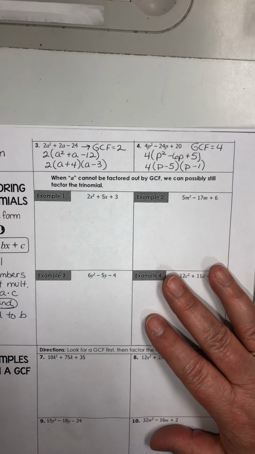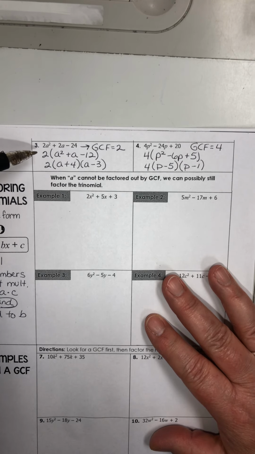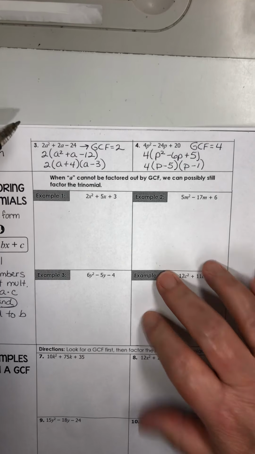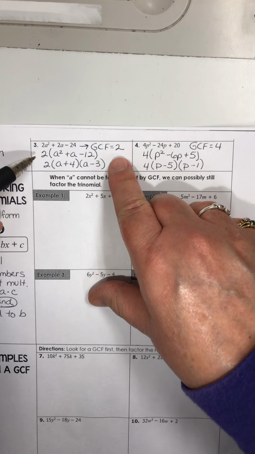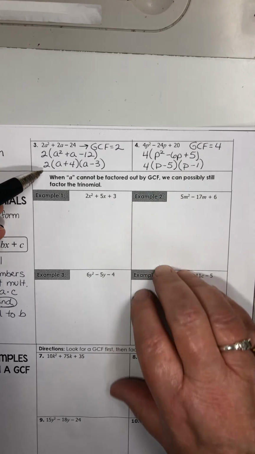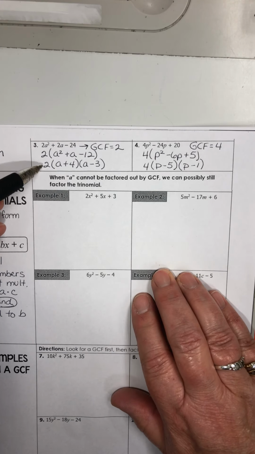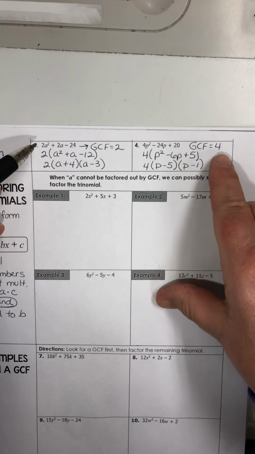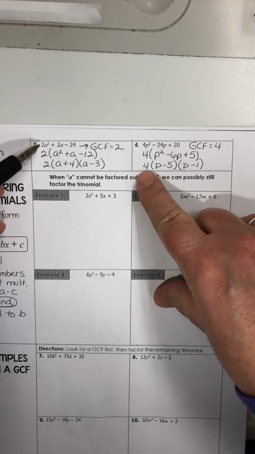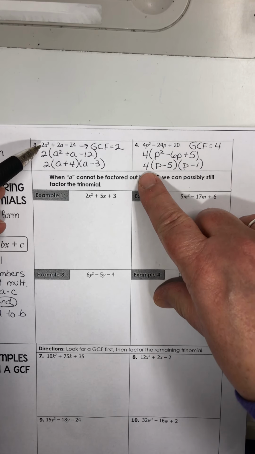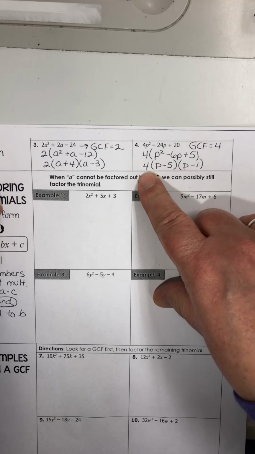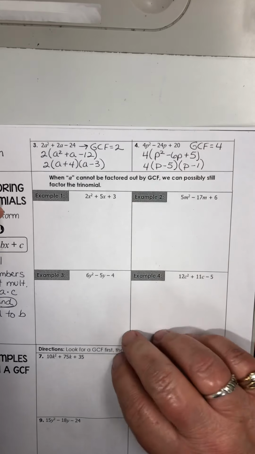Here are some examples up here at the top. These just happen to have some greatest common factors that we could factor out first. So I factored out the 2, and notice where that 2 is. When you give a final answer in factored form, that 2 needs to be there. Over here we had a greatest common factor of 4, and again, you have to have that 4 in your answer because it's part of the original equation.